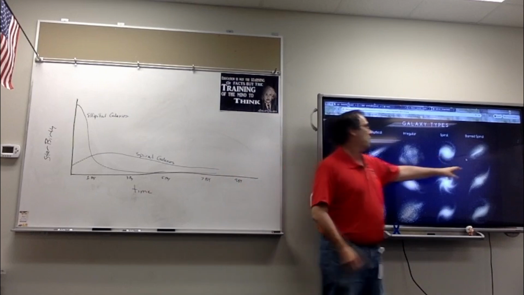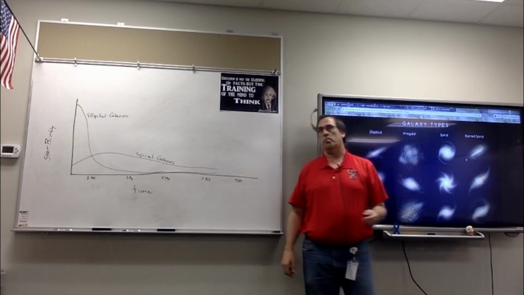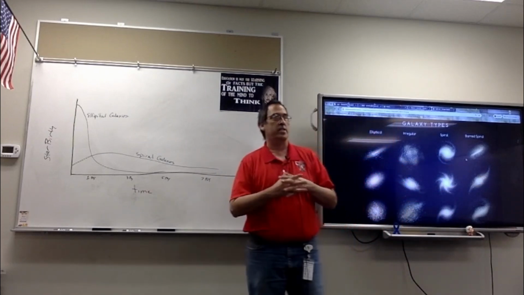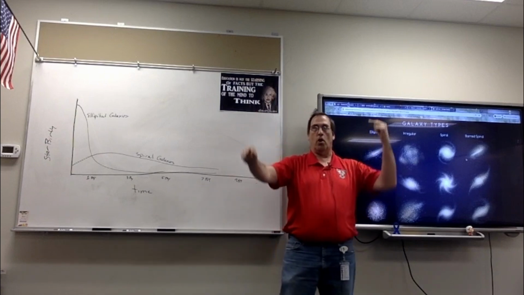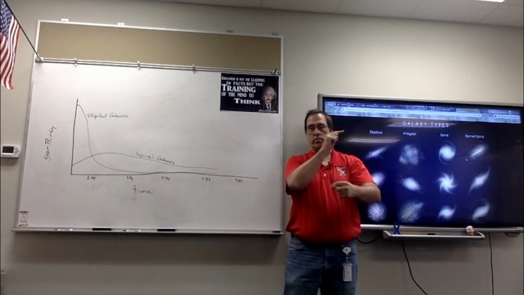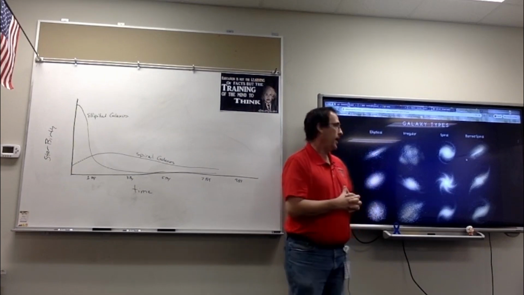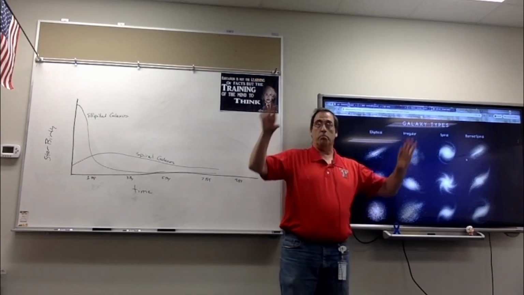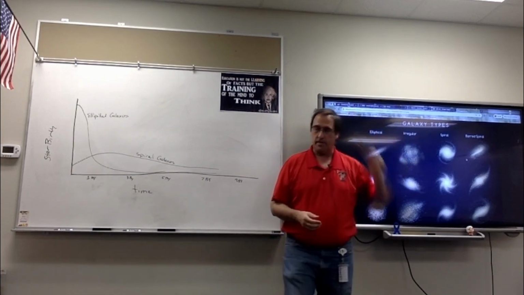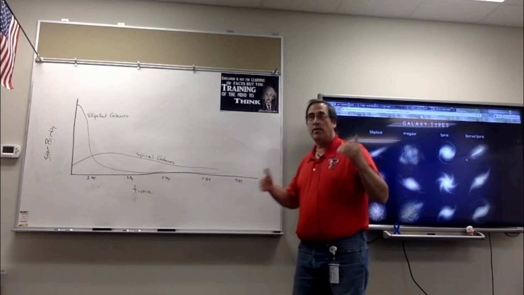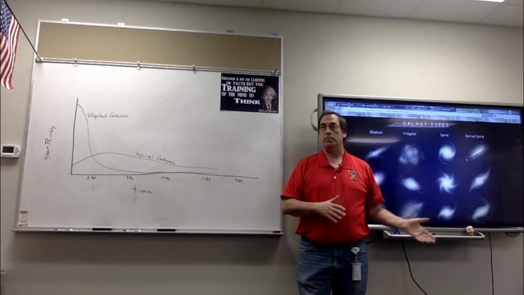Spiral galaxies and barred spiral galaxies, this is what most people think of when they think of galaxies, those beautiful arches, those spirals that come off of that central bulge or central bar and form that bright blue appearance that they often have. All right, but why do different galaxies have different shapes?